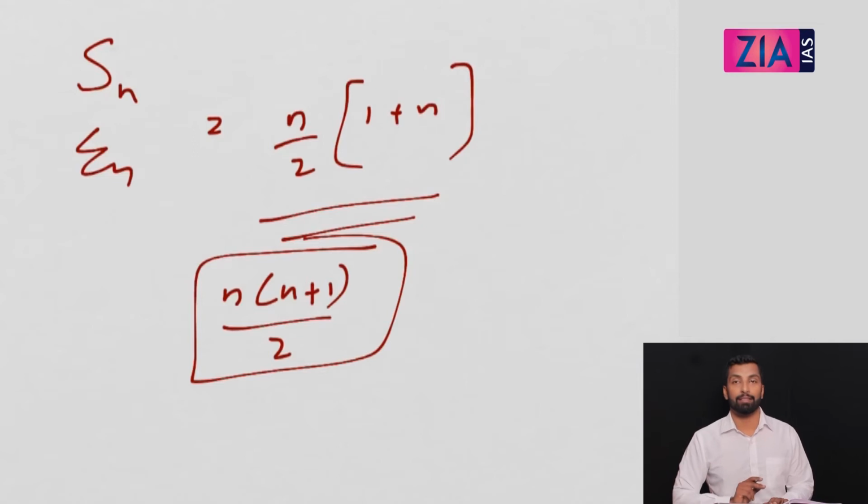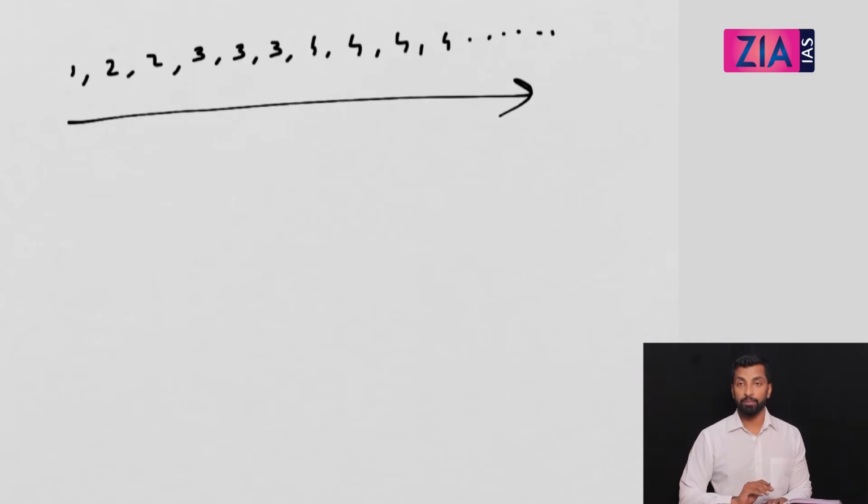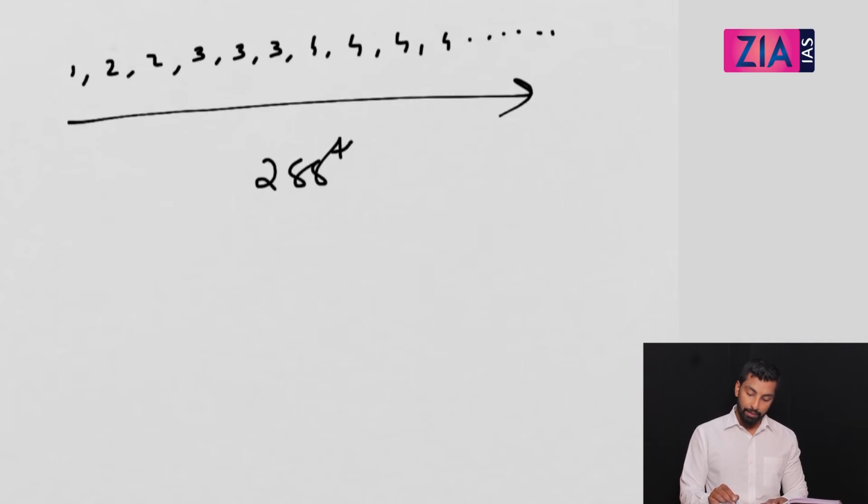Now let's see the questions. Okay, so I hope you understood about sigma n. Now let's see the questions. I give you a pattern question here. So you have a pattern which is given 1, 2, 2, 3, 3, 3, 4, 4, 4, 4, etc. So you have got a series. Okay, you need to find the 288th term.